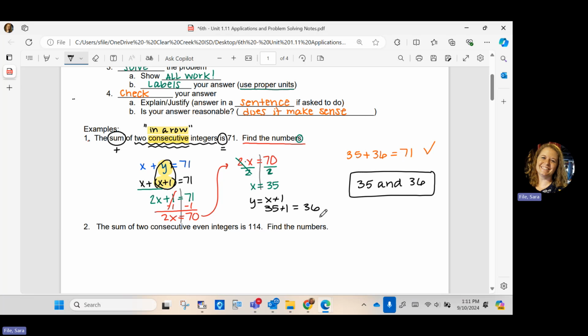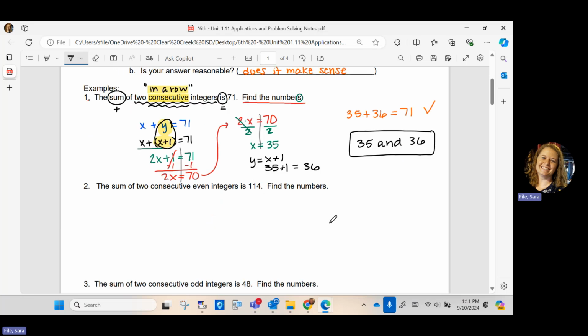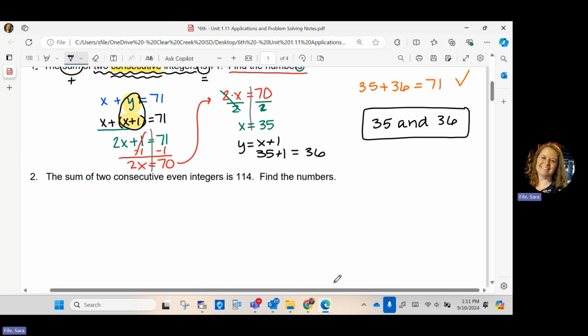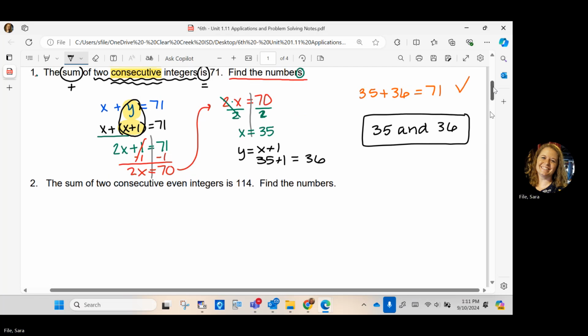All right, number 2 is very similar. There is one word in there that's different. What is it? Read through that question on number 2. What is one word that's added into that that's different than number 1? Even. Okay, so this is looking for the sum of 2 consecutive even integers. So it's very similar, but slightly different.